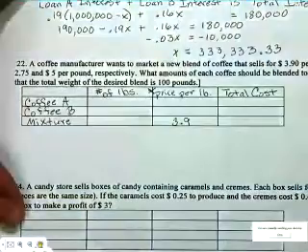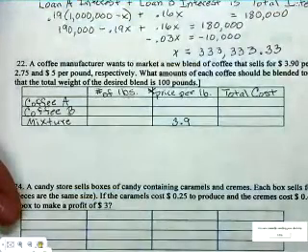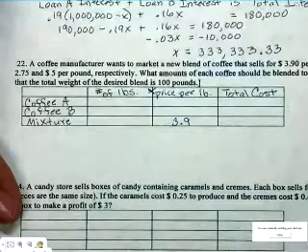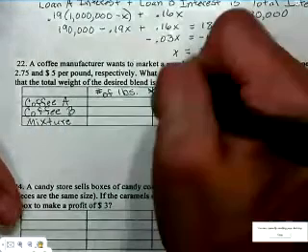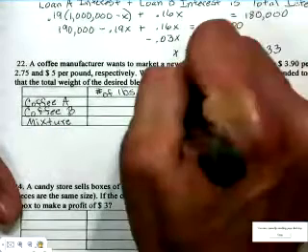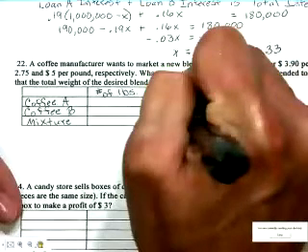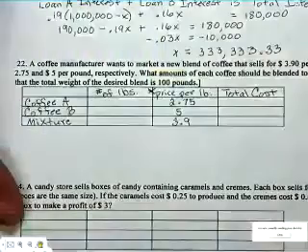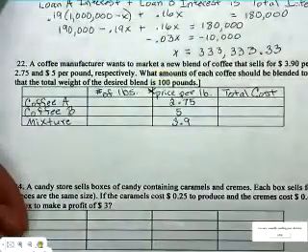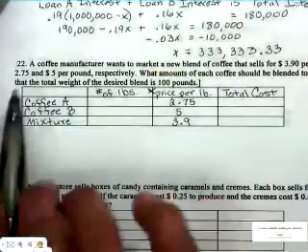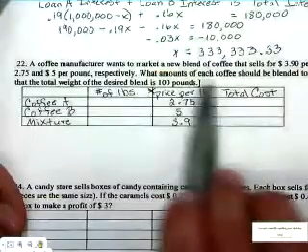The two coffees being mixed are $2.75 and $5 per pound. Sounds like that will finish off my middle column. What other numbers do I have? What amounts of each coffee should be blended to obtain the desired mixture?